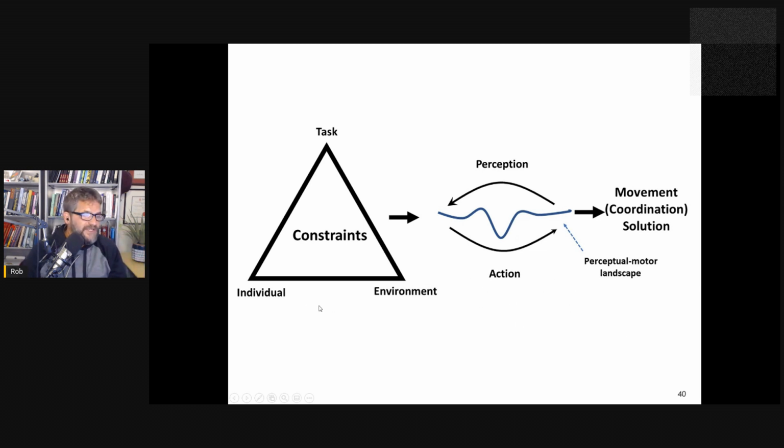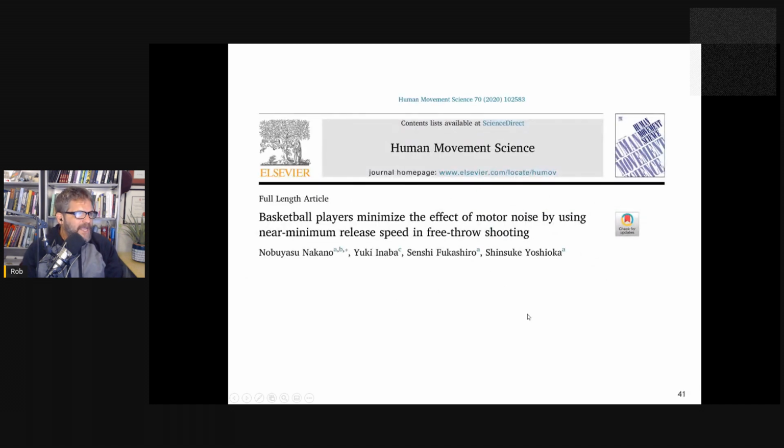The constraints are in the individual, your own height, flexibility, etc. The environment, what the playing surface is like, if there's wind if we're playing outside in basketball. And the one that's most important for coaches, the task constraints, the distance you're shooting from, whether there's an opponent in your face, and so on, and skill emerges from that. And so from this, we can look at how people develop a solution and how it relates to variability, how it relates to constraints.